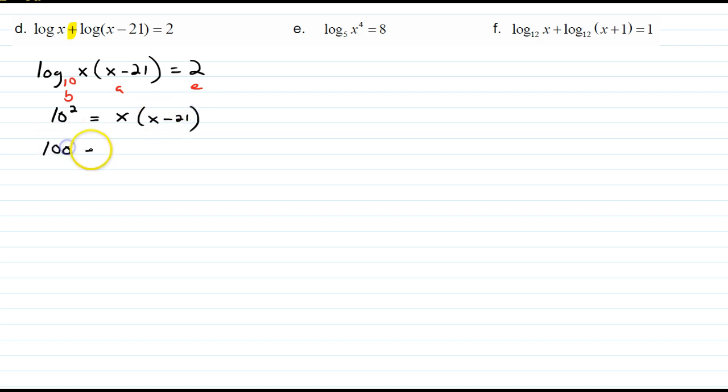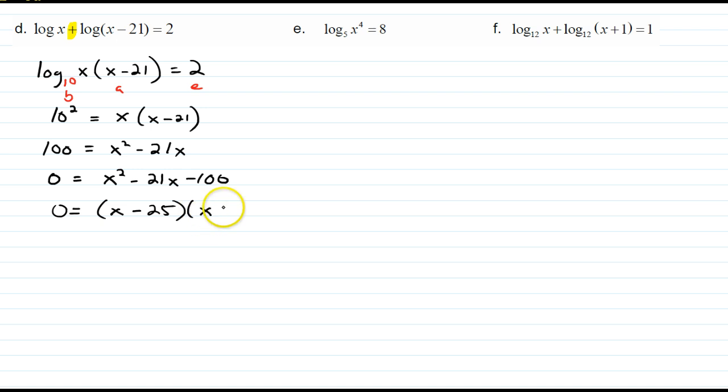And so we get 100 equals x squared minus 21x, minus the 100 from both sides. So we're going to get 0 equals x squared minus 21x minus 100. And now we want to factor this. So we're going to get x minus 25, x plus 4. And so we set these both equal to 0. And so we get x equals 25 and x equals -4.